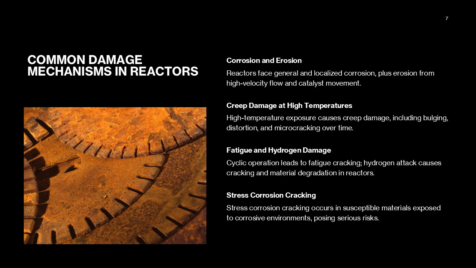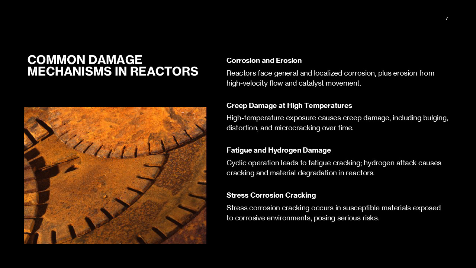Reactors are susceptible to a variety of damage mechanisms depending on process conditions, materials of construction, and operating history. Common forms of damage include general and localized corrosion, erosion due to high-velocity flow or catalyst movement, and corrosion under insulation on externally insulated surfaces. High-temperature reactors may experience creep damage, characterized by bulging, distortion, or microcracking over long-term exposure. Cyclic operation can lead to fatigue cracking, particularly at weld toes and nozzles.